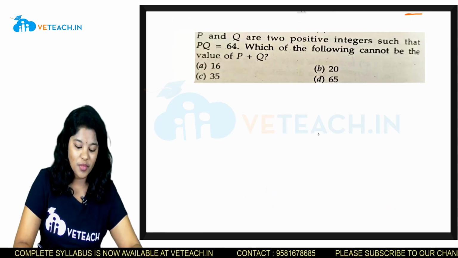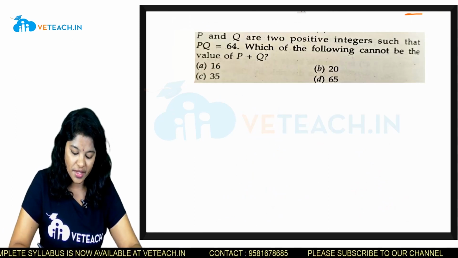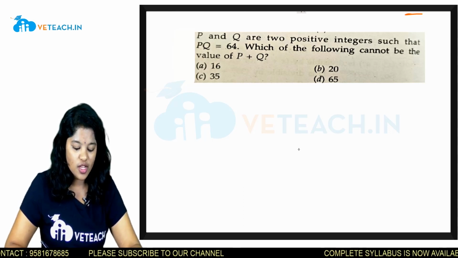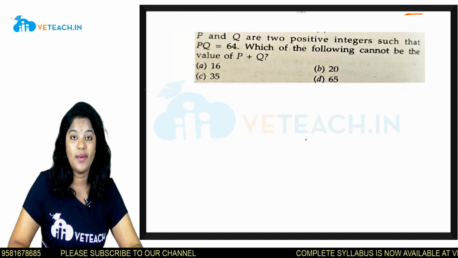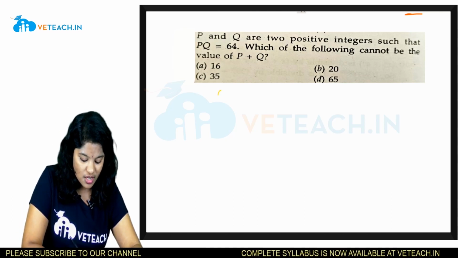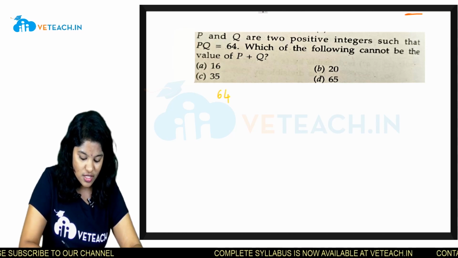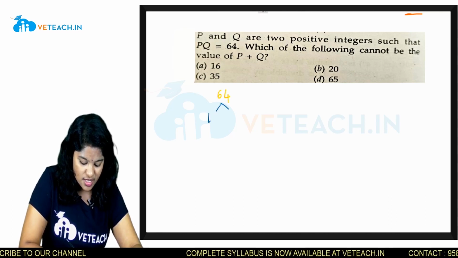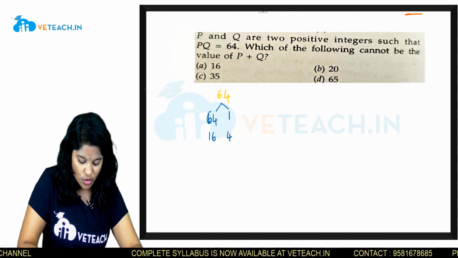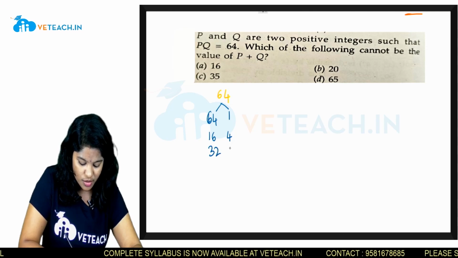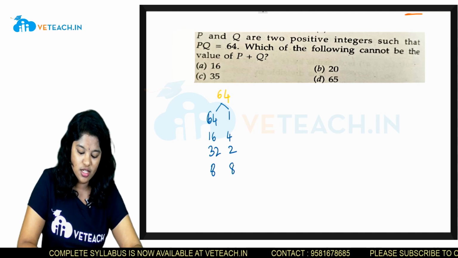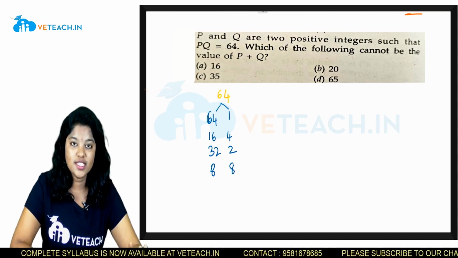See the next problem. P and Q are two positive integers such that PQ is equal to 24. Which of the following statements is correct for P plus Q? So first of all, in order to find out P and Q, first write the factors of 64. So 64 can be written as 64 into 1, 16 into 4, 32 into 2, 8 into 8. So these are the only possible factor pairs for 64.